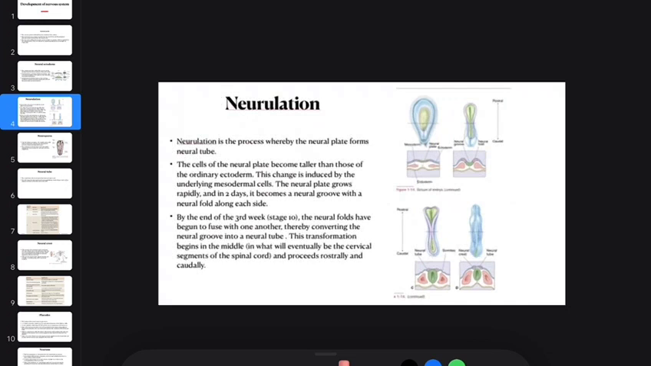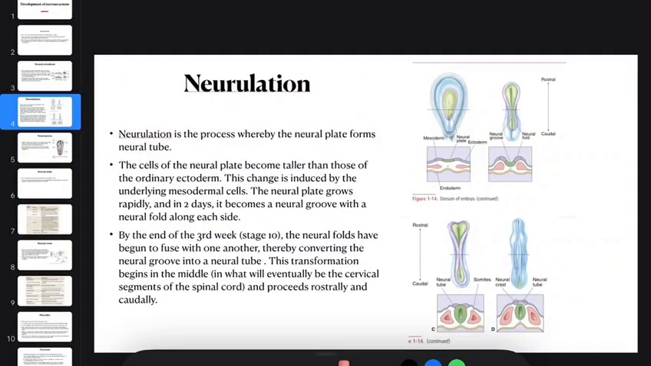Next, coming to neurulation. Neurulation is the process whereby the neural plate forms the neural tube. The cells of the neural plate become taller than those of the ordinary ectoderm. This change is induced by the underlying mesodermal cells. The neural plate grows rapidly, and in 2 days it becomes the neural groove with the neural fold along each side. And by the end of the third week, stage 10, the neural folds have begun to fuse with one another, thereby converting the neural groove into the neural tube.